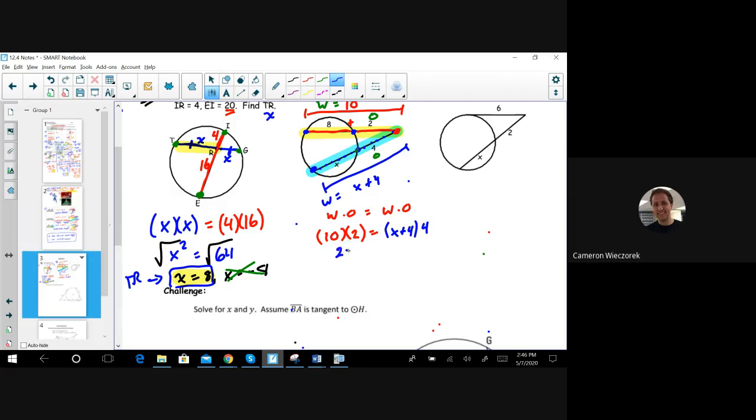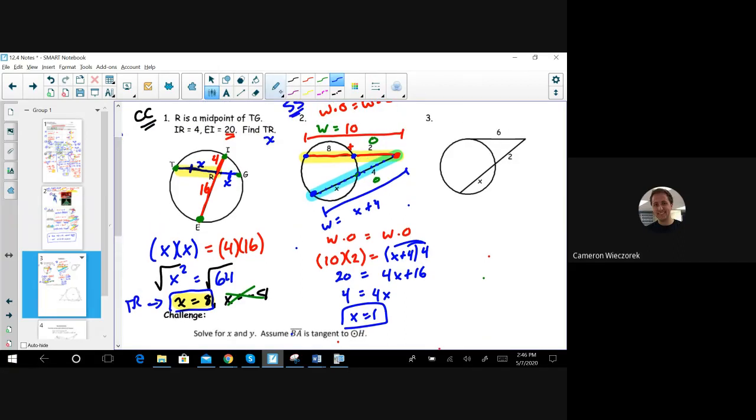So this side turns into 20, and you can either distribute or you can divide by 4. I'm just going to distribute because there's no fractions in this one. So I just get 4x plus 16. You move the 16 over, you get 4 equals 4x. So x is equal to 1. Once you set it up, it's some algebra. So that one's 1.